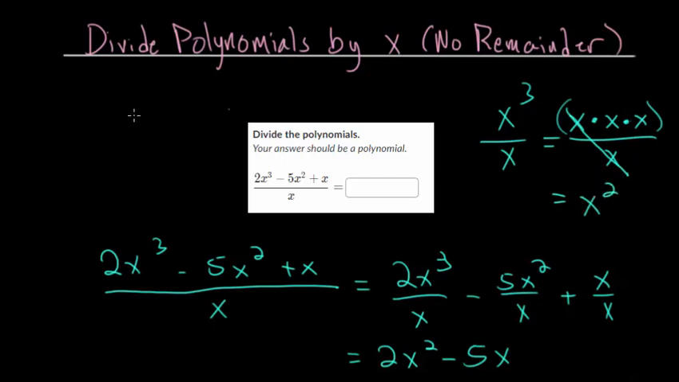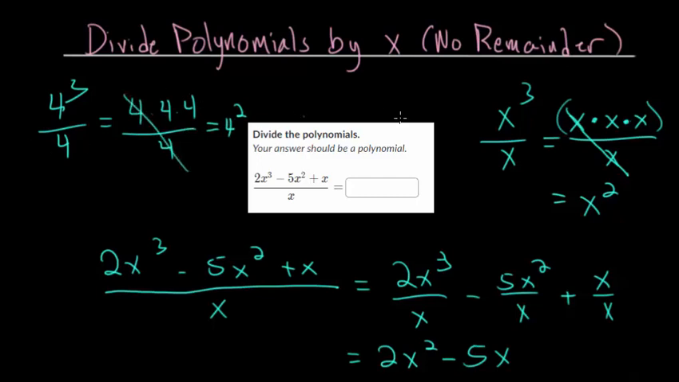And you can see that with numbers. If you want to put in numbers instead of variables, like if you had 4 cubed over 4, this would be 4 times 4 times 4 divided by 4. And so that's 64 divided by 4, which is 16, or 4 squared. You'd be left with just 2 of them. So those would cancel out.